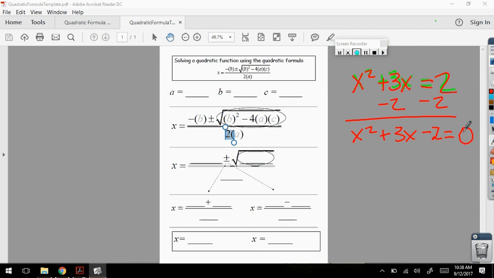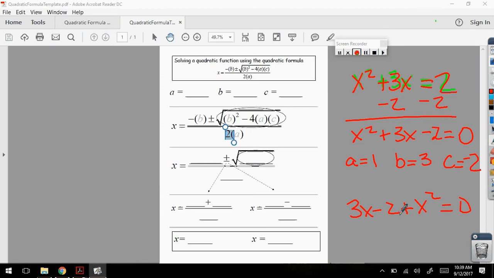All right? Now looking at this, what is A? 1. What is B? What is C? Could you still figure that out if I mixed that order up? In other words, if I said 3x minus 2 plus x squared equals 0, could you? Yeah, you can still figure it out. It's the same thing. Do we all agree? The A is what's attached to the x squared, the B is what's attached to the x, and the C is the constant.